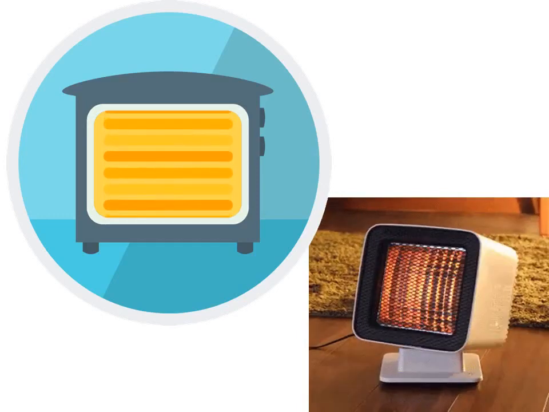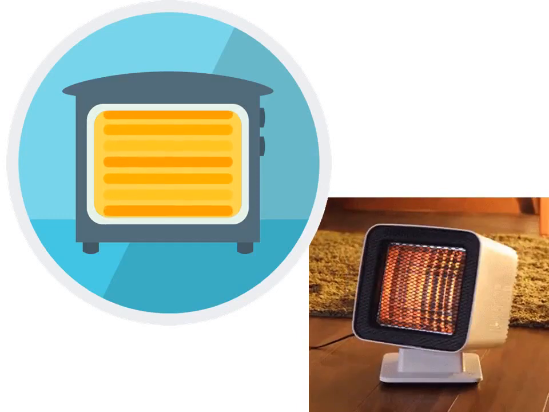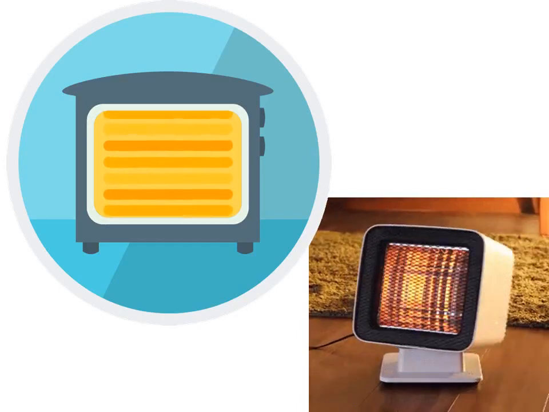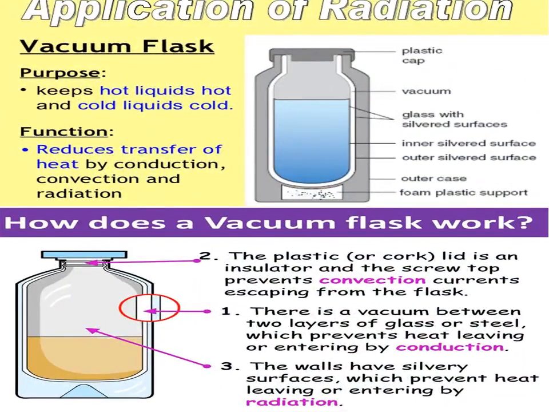So next we will check the working process of thermos flasks. Application of radiation. So we will see now how thermos flasks work. A thermos flask maintains the temperature of the substance kept in it. That is, it keeps a hot substance hot and a cold substance cold for a long time. Students, in your home also, I think your parents have been using this thermos flask, isn't it? So let us understand how it works.